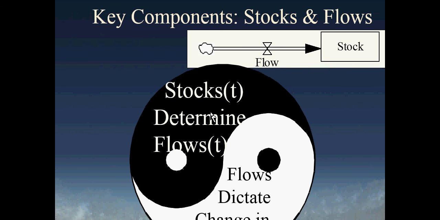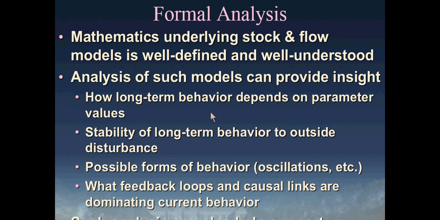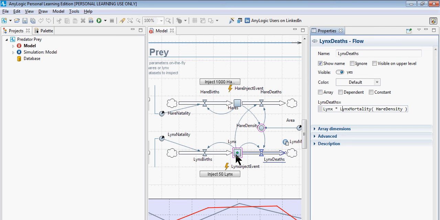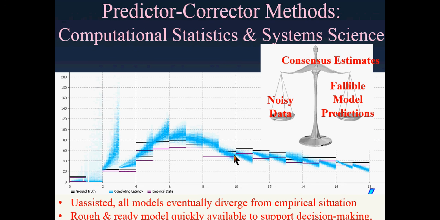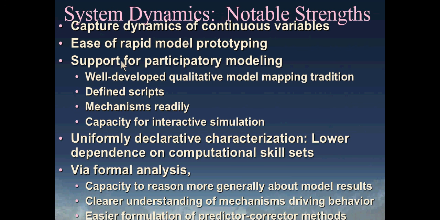So those are some elements of system dynamics. Flows dictate changes in stocks. As the inflow gets bigger than the outflow, the stock will go up. As the outflow is bigger than the inflow, the stock will go down. And stocks determine the value of flows. The number of lynx currently present determines the rate of lynx deaths, how many lynx die per year. And then that rate of deaths determines, in turn, how the number of lynx will change over time.